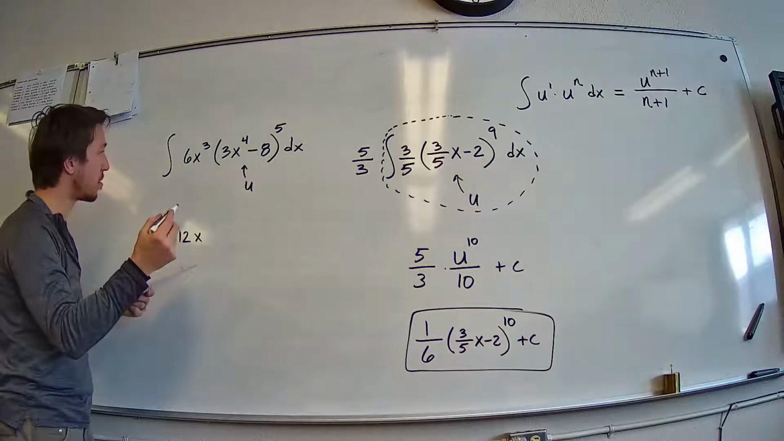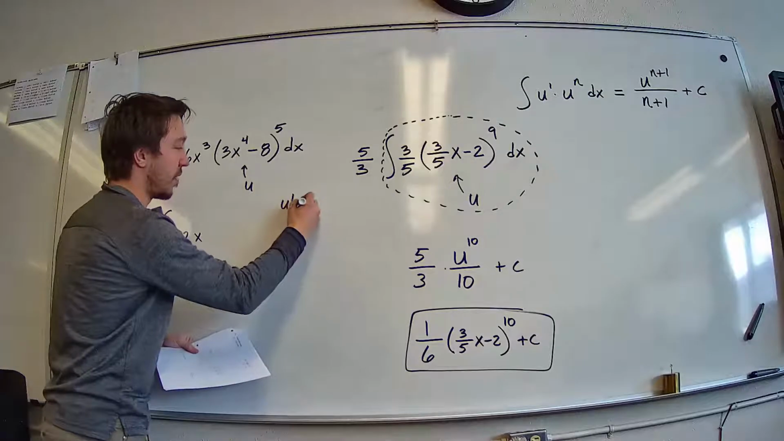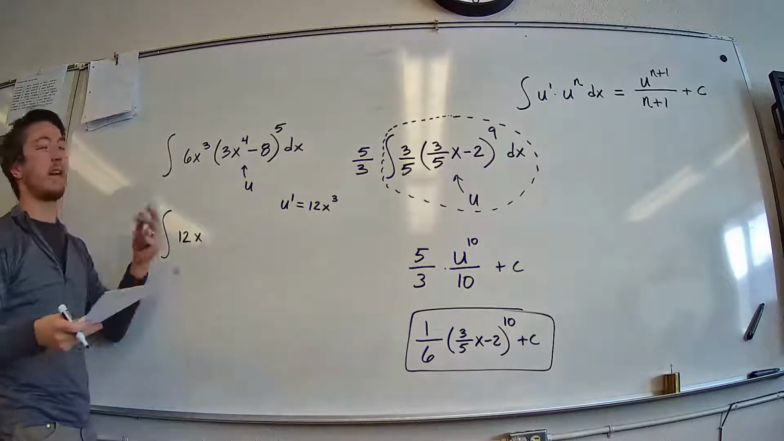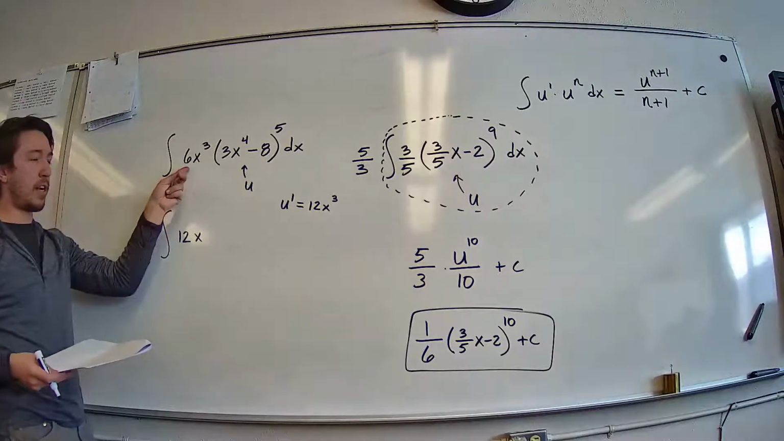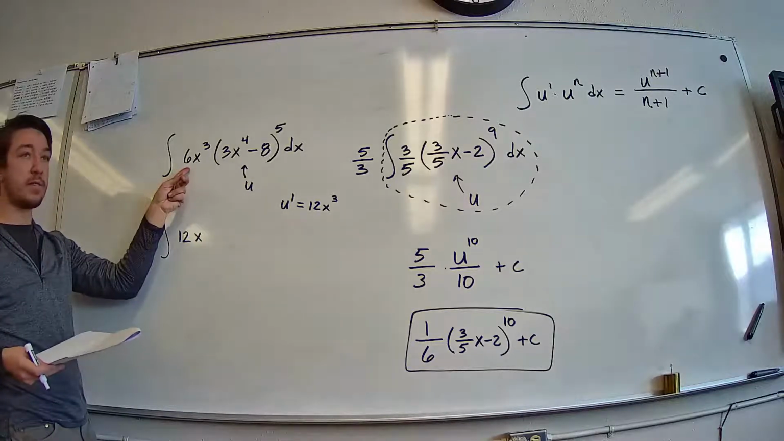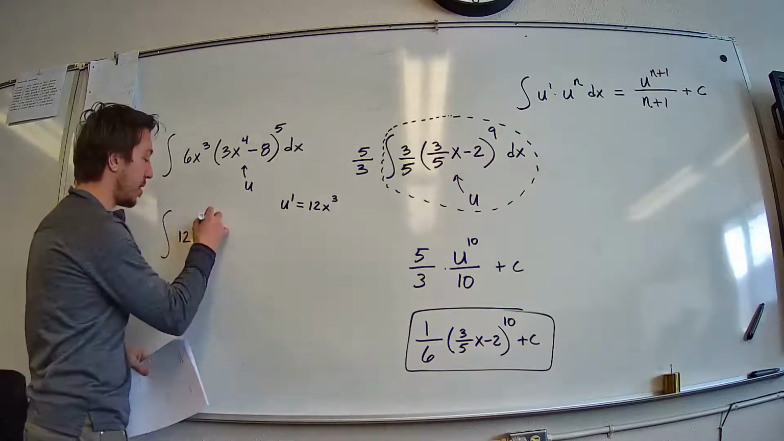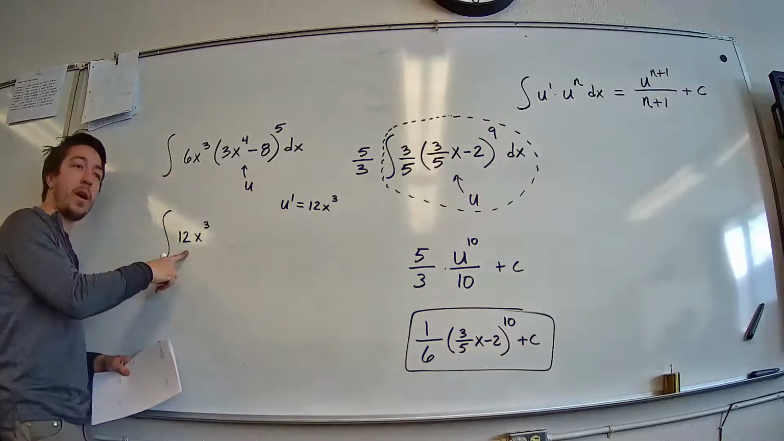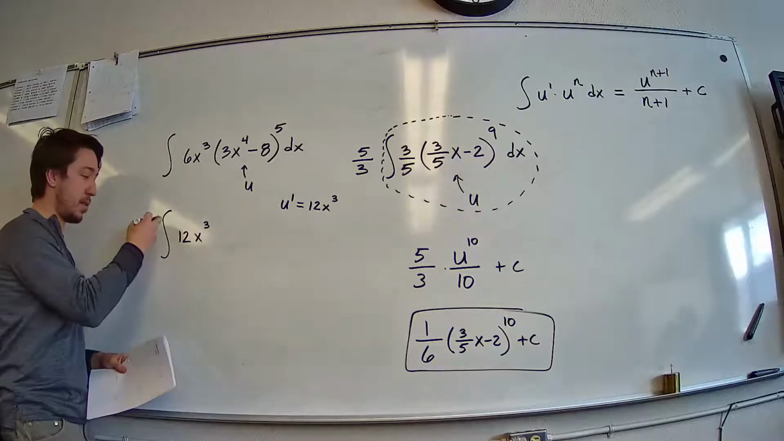So this is my u, so the u prime I'm looking for would be 12x cubed, right? Did I say 12x squared? Yes. Okay, sorry, I misspoke then. 12x cubed. Now I say, oh, you are awfully close to being a 12x cubed. The only difference between this and the u prime that I want is a factor of 2, right? So what do I have to put out here?